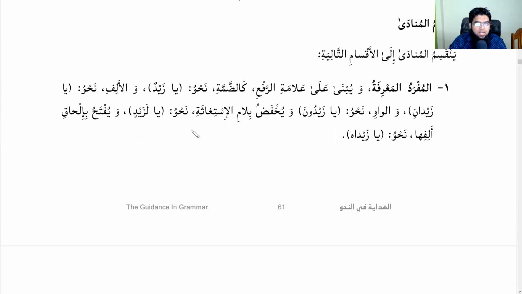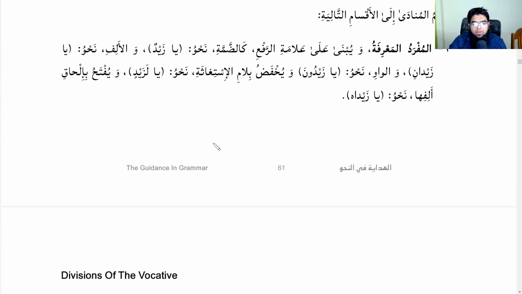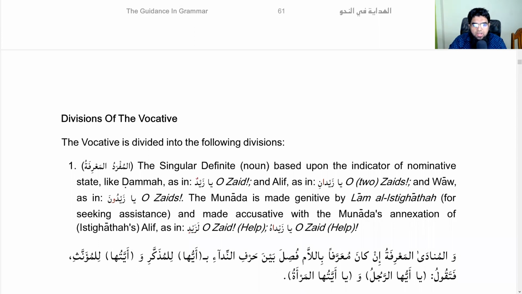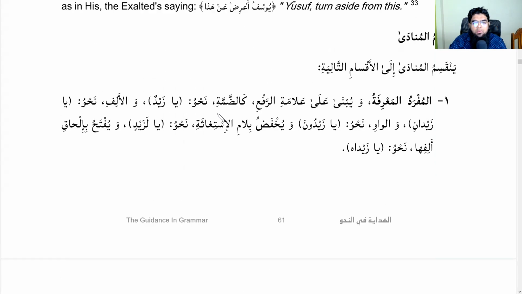وَيُخْفَضُ بِاللَّامِ الْإِسْتِغَاثَةِ, and it is given kasra. So he says: the singular definite noun is built on the indicator of the nominative state, like Dhamma, as in Ya Zaidu, O Zaid; as in Ya Zaidani, with the alif; and Ya Zaiduna, with the waw. Then he talks about Lamul Istighatha.